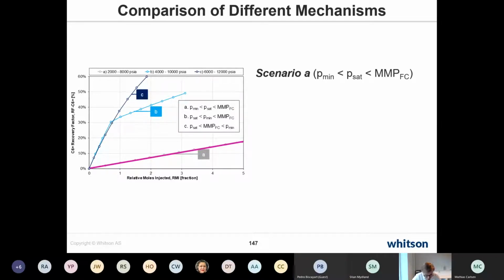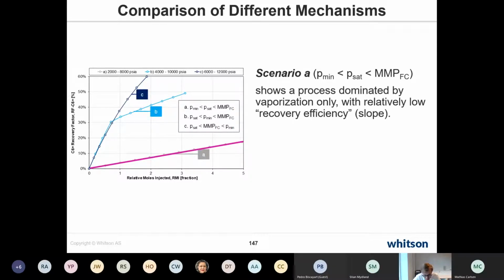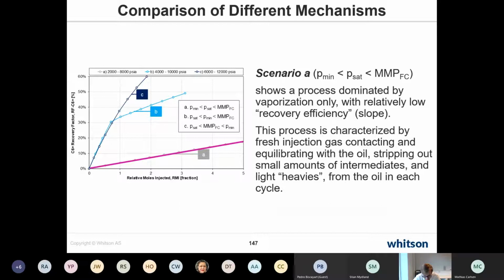Good. So just to make it clear, the comparison of the different mechanisms. Scenario 1 shows a process dominated by vaporization only, with a relatively low recovery efficiency slope. The process is characterized by fresh injection gas contacting and equilibrating with the oil, stripping out small amounts of intermediates and light heavies.